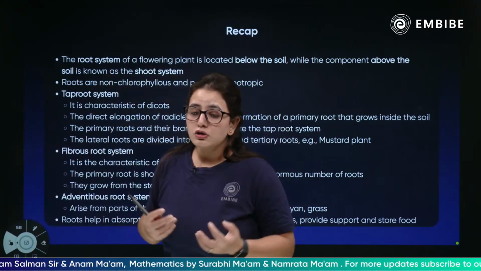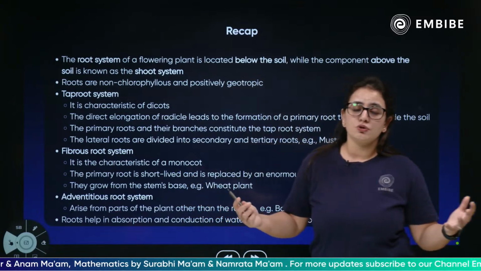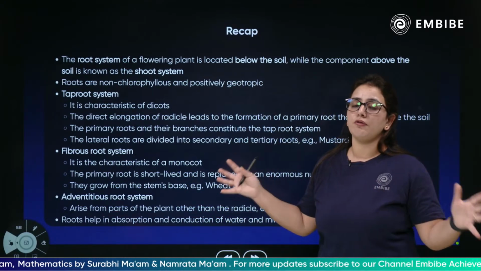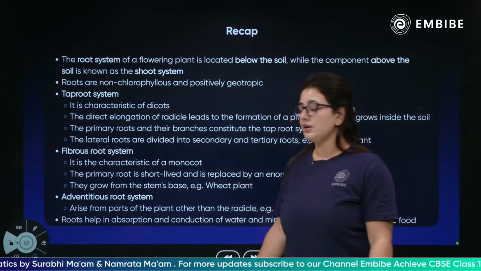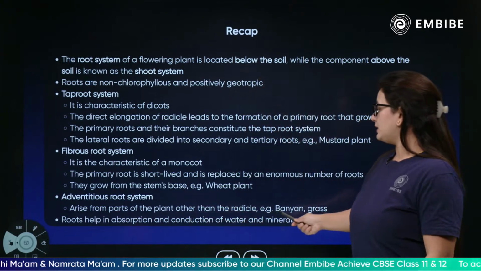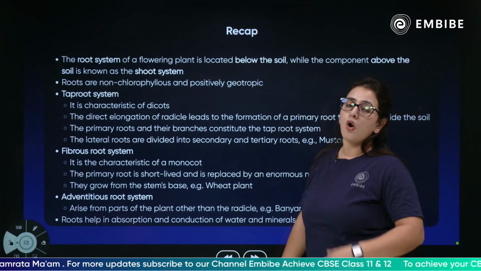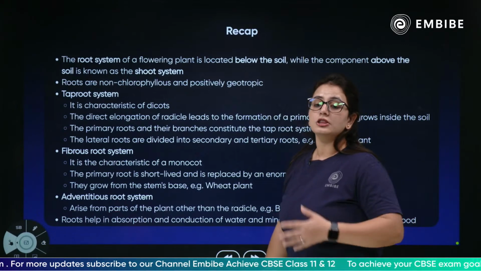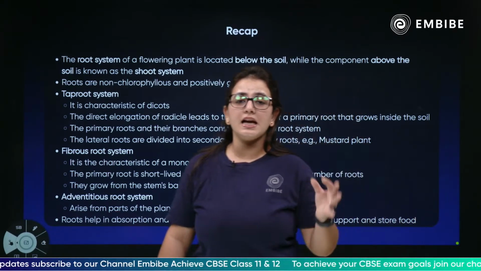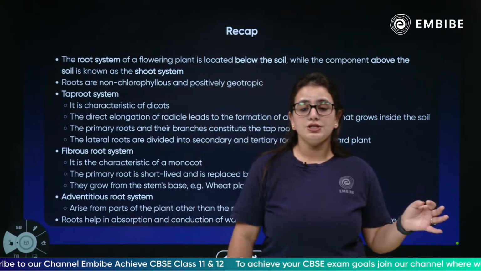And then we have a false root system, which is the adventitious root system. The roots are arising apart from the radicle. Yes, so children, arising from the parts of the plant other than the radicle, which is the banyan tree. All of you have seen the adventitious roots. The prop roots in the banyan tree are a clear example of the adventitious root system.